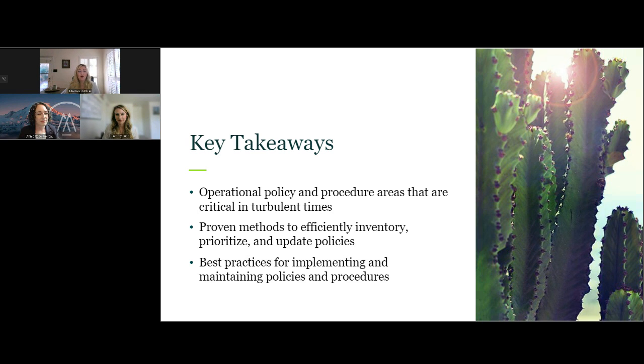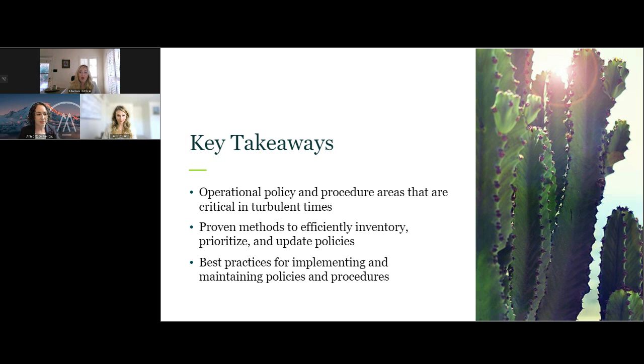All right, so going into the key takeaways for this presentation, we will be discussing operational policy and procedure areas that are really critical in turbulent times, such as coming out of a pandemic, major management shifts and whatnot. We'll talk about proven methods to efficiently inventory, prioritize, and update those policies throughout the organization. And then we'll end with talking about some best practices for implementing and maintaining policies and procedures.